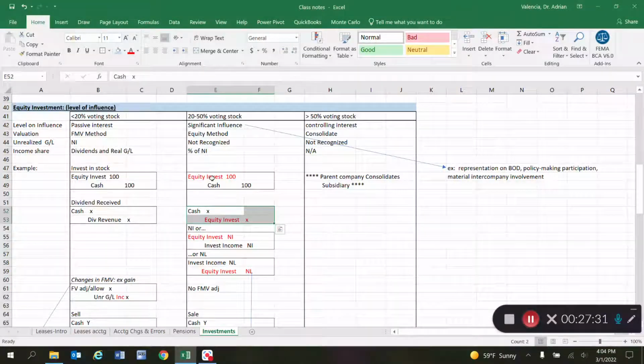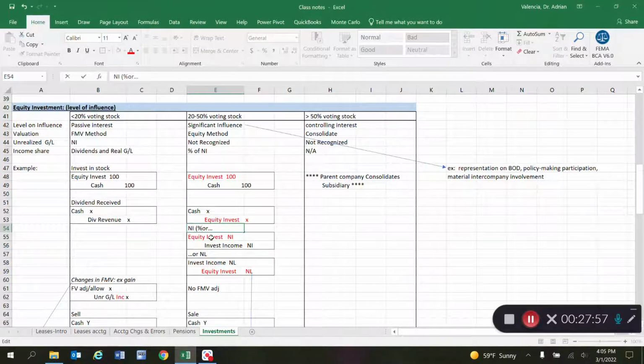The idea here is you have to look at it in conjunction with this one so that it makes sense. Let me explain that. If the company has net income, then you will recognize whatever percentage you own of that net income. So if you own 30%, you will recognize 30% of the net income of the company you're investing in. So let me put here: percentage ownership times net income of the company you're invested in.